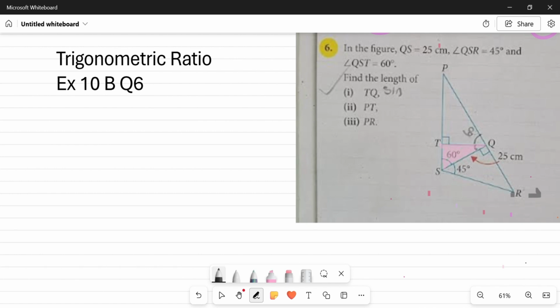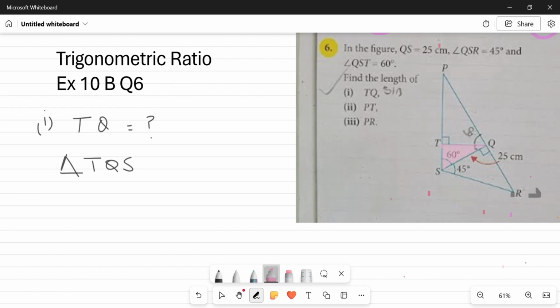So triangle TQS. We are finding part 1. For part 1 we need to find out the length of TQ, right? We need to find out TQ in triangle TQS. Now here we have angle 60. Angle S is 60, and this is a right angle triangle.